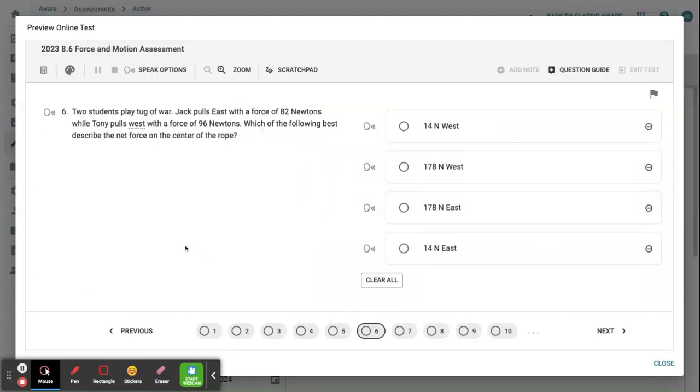Two students play tug of war. Jack pulls east with a force of 82, while Tony pulls west with a force of 96. So you're just trying to figure it out. So they're moving in opposite directions, which means that I need to subtract. So 96 minus 82 is going to give me 14. And my force to the west is greater than my force to the east. So it's going to move 14 to the west. So right here.